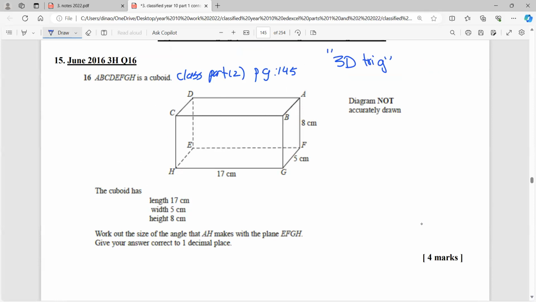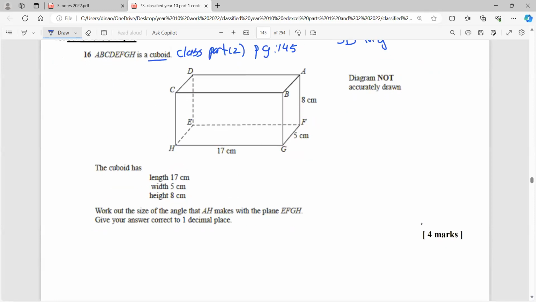Okay, here it says A, B, C, D, E, F, G, H is a cuboid. Of course, cuboid is a very important word because it indicates that all of the angles that are formed at the vertices are all right angles. Even if they do not show that they are right angles, they are.